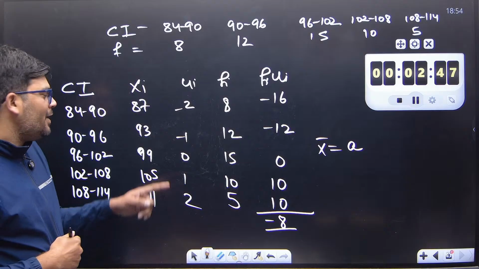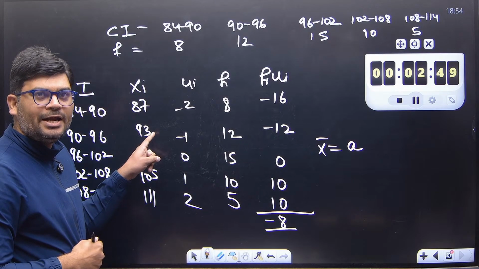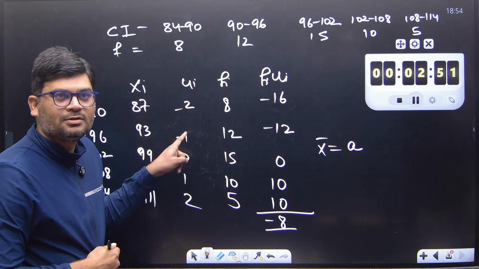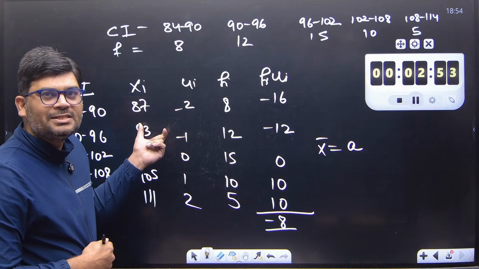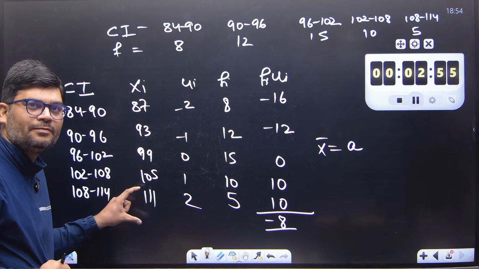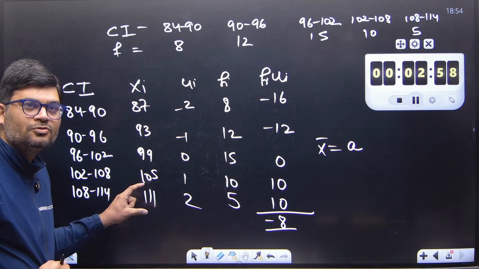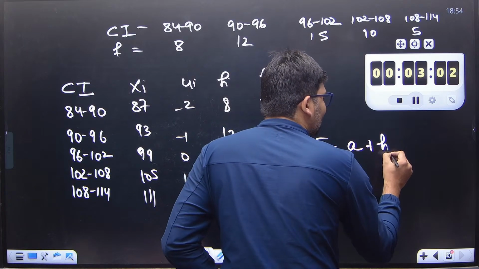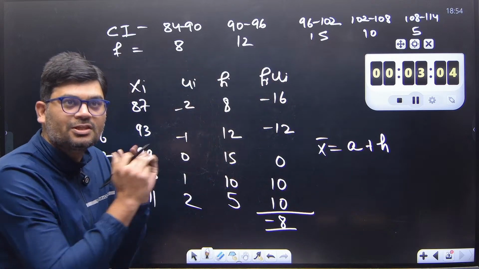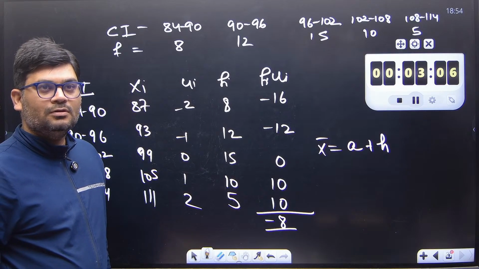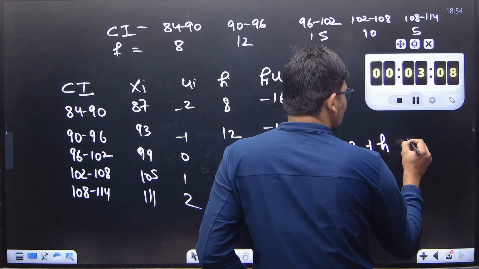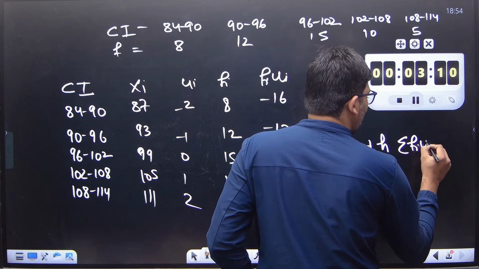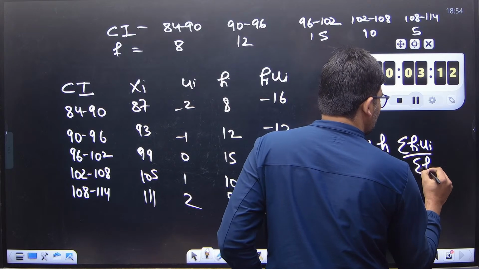If I subtract 99 from 93, I would have got negative 6. But I am dividing it by 6 as well, because the difference is 6. Since I am dividing it by 6, I will multiply it by 6. So that 6 is known as H, the class width. X bar equals A plus H times sigma Fi Ui divided by sigma Fi.